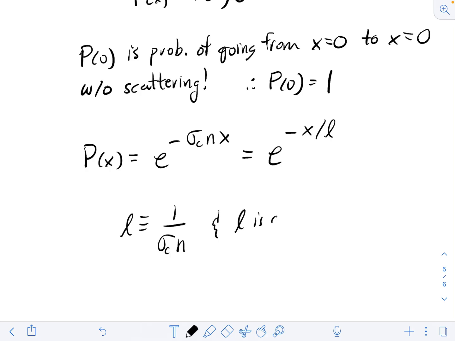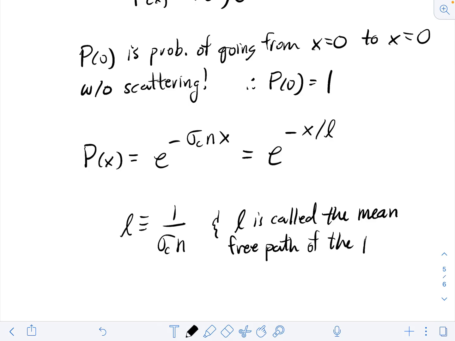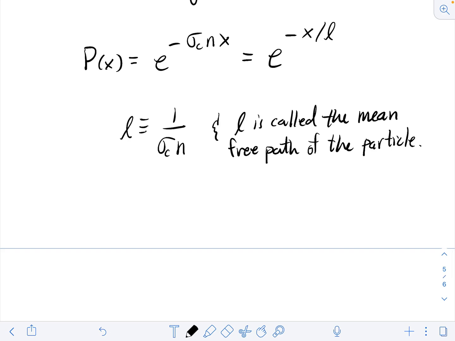and L is called the mean free path of the particle. We can check that the units make sense because n is a particle density, so it has units of 1 over meters cubed. Sigma c is a scattering cross-section, a cross-sectional area, so it has units of meters squared. So the product is units of 1 over meters, but that's in the denominator, so L, the mean free path, has units of meters as expected.